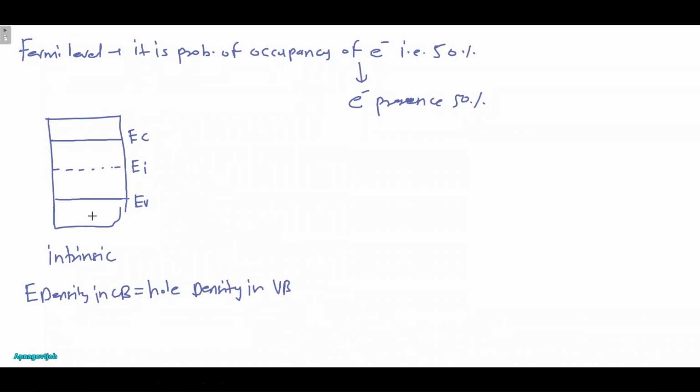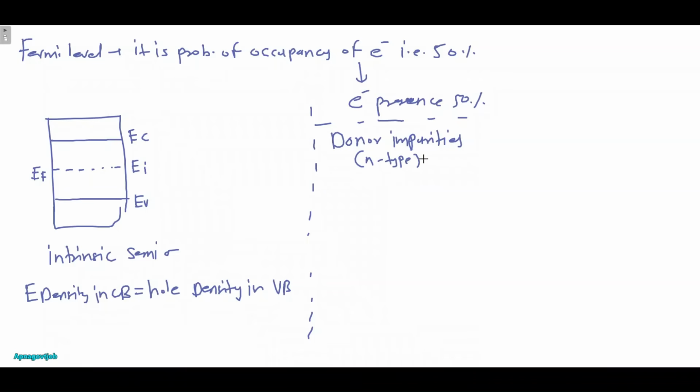Now for an intrinsic semiconductor, your Fermi energy level, which we denote by EF, is at the middle of the semiconductor. Now suppose I am doing doping. So let's add some donor impurities. And why do we perform doping? Because for some applications we want that. So whenever I add donor impurities, this is N type. I am adding electrons here.